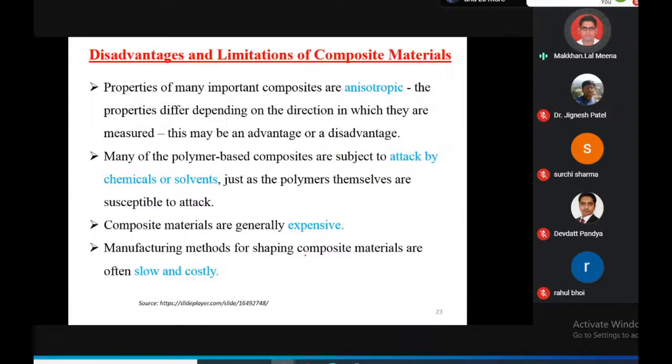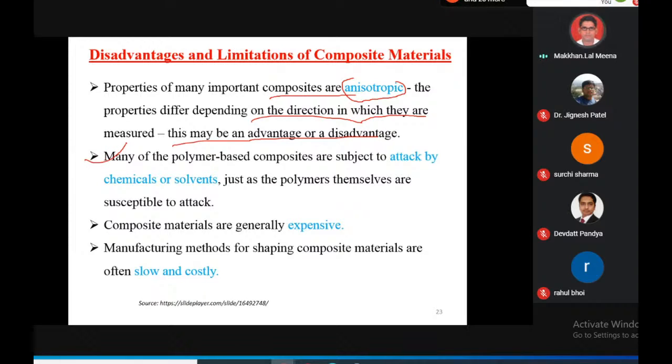This is the limitation or disadvantages of composite materials. The properties of many important composites are anisotropic. The properties differ depending on the direction in which they are measured. This may be an advantage or a disadvantage.